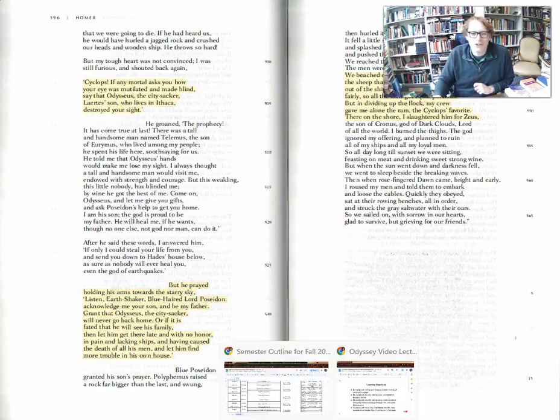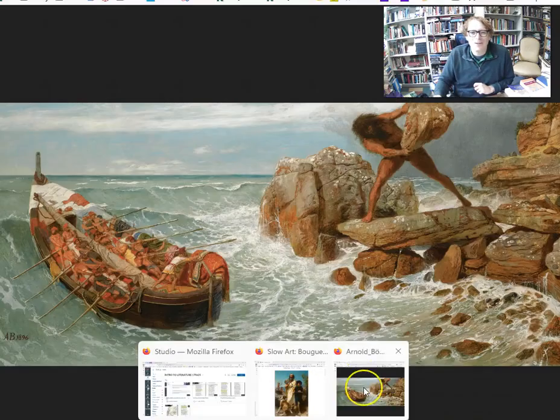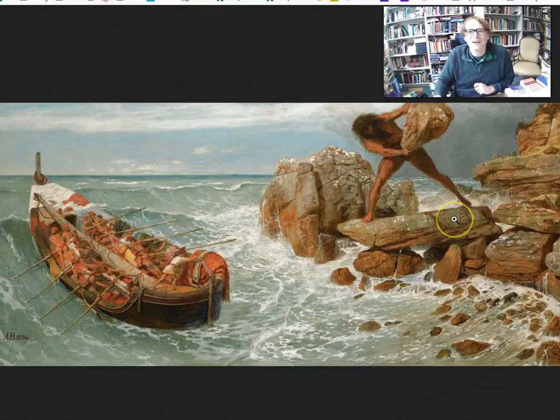I want to quickly show a little image here. This is a painting by Arnold Böcklin from 1896, and you see that this is Polyphemus throwing the rock out.